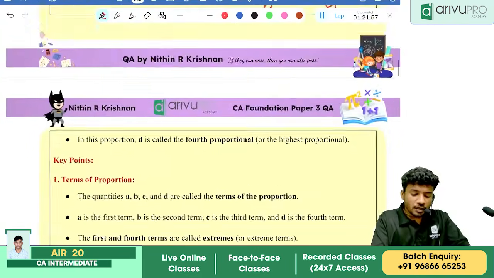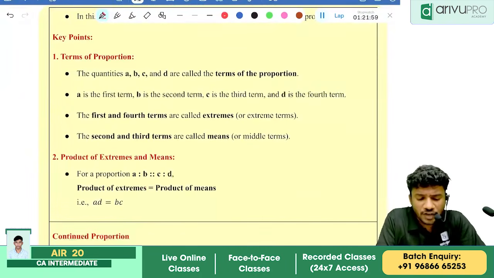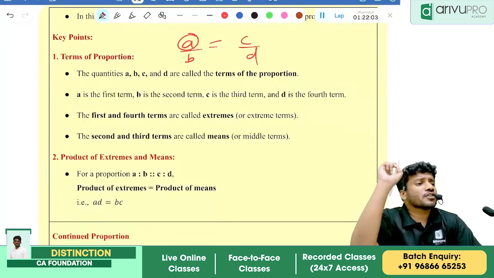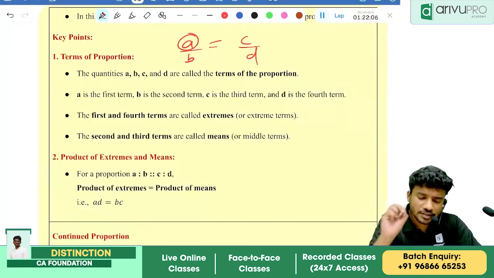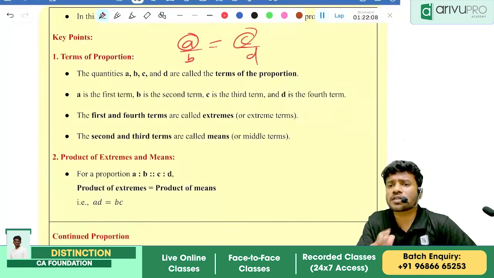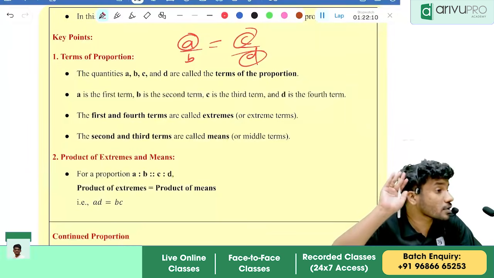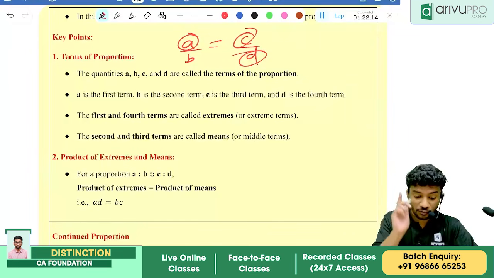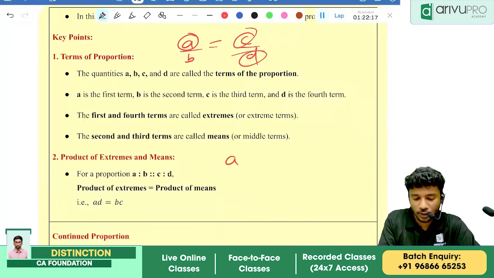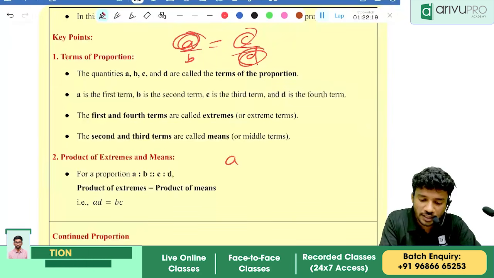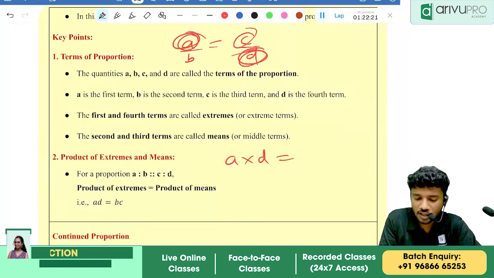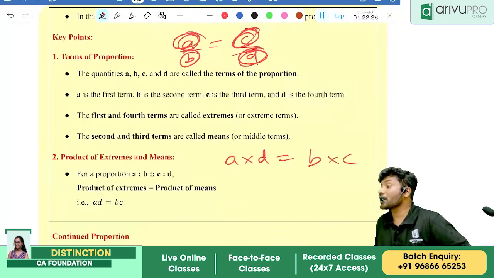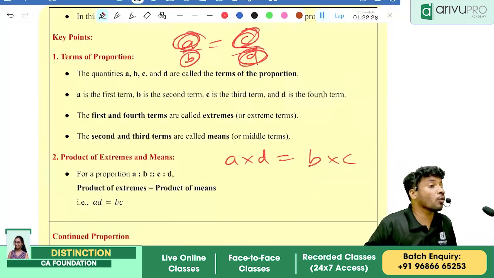Next one. Terms of a proportion. When I say A by B is equal to C by D, A is called the first proportional, B is called the second proportional, C is called the third proportional, and D is called the fourth proportional. Very easy, correct? Now, one thing is there in proportion. The product of the extremes, A into D, is equal to the product of the mean values. Make a note of it. AD is equal to what?